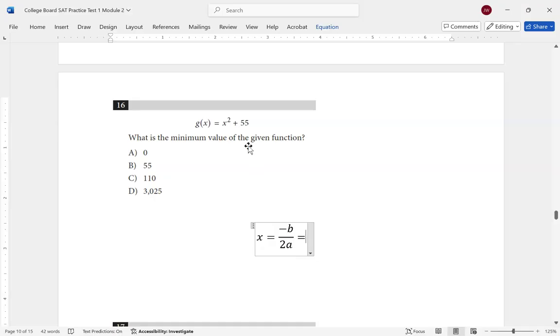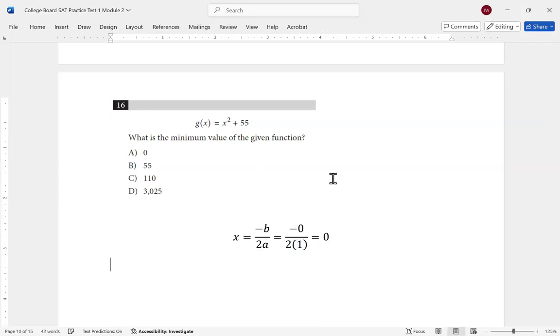and the b value here is 0. So you would have gotten negative 0 over 2 times 1, which is 0. So we get an x value of 0, but that's not the minimum value of the function. That is the x value that gives you the minimum value. And again, you could have solved that either by doing the vertex calculation like I did, or notice that x squared is always non-negative, so the lowest value is going to be 0.